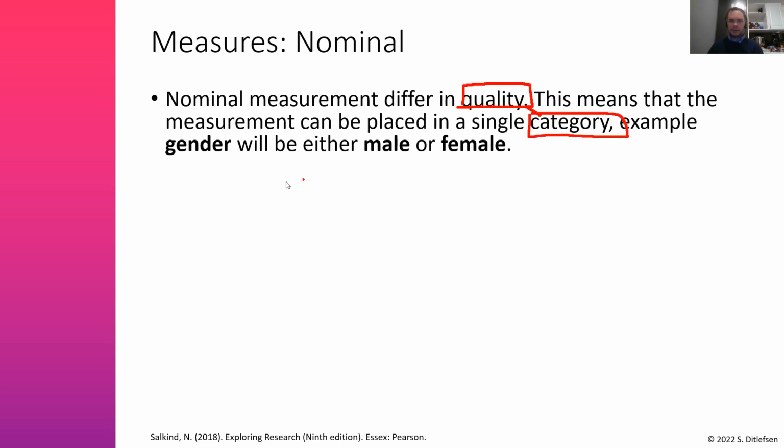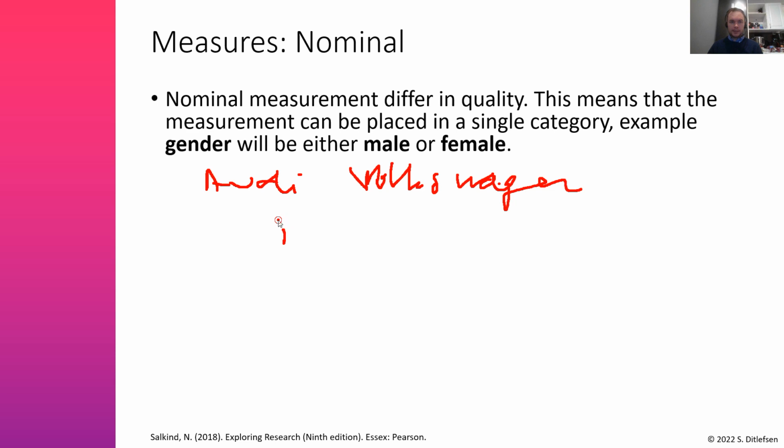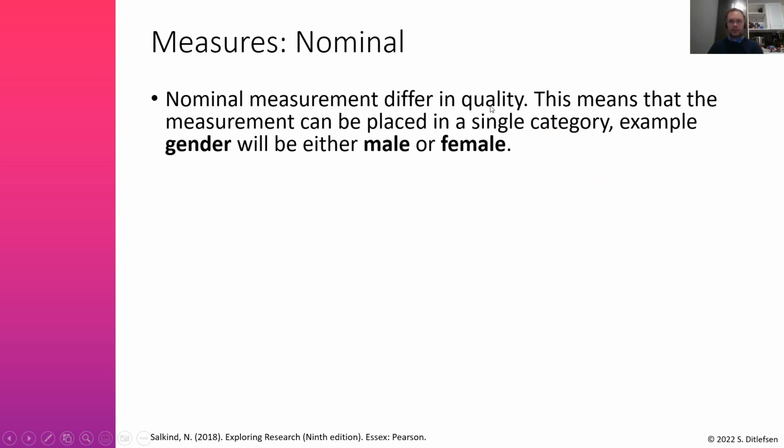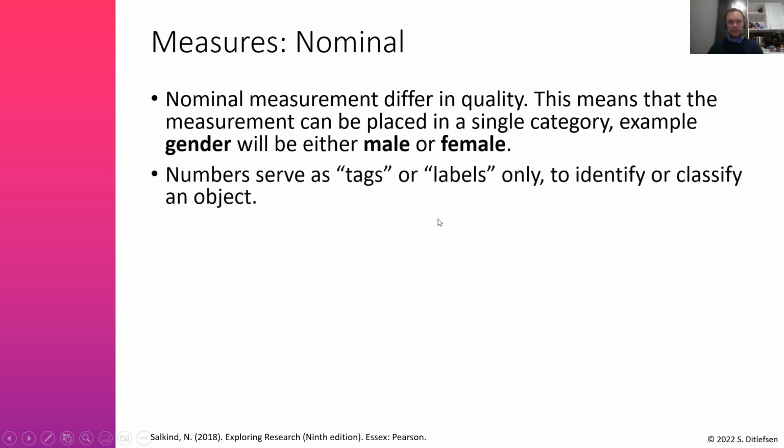So as an example, we have male or female. That is two different qualities. So what car do you like? I like Audi, or I like Volkswagen, or I like Tesla. These are three different qualities. You can only take one. So they are a single category. This is important, that they differ in quality. So they don't differ in number, they differ in quality.